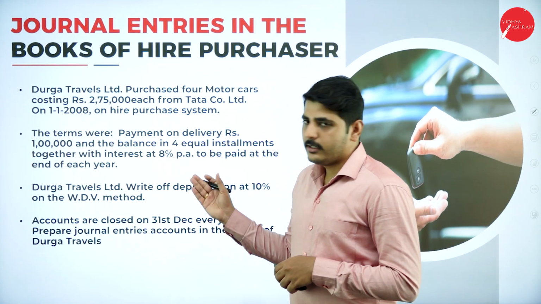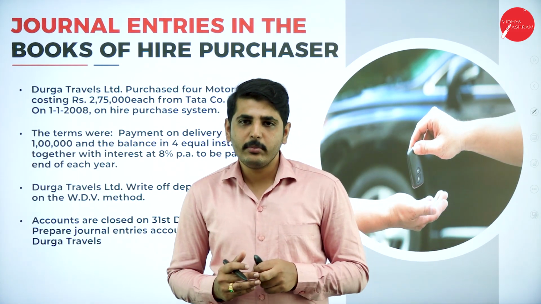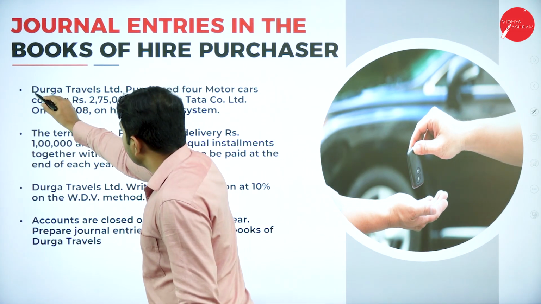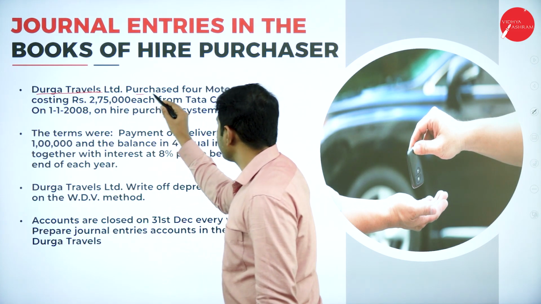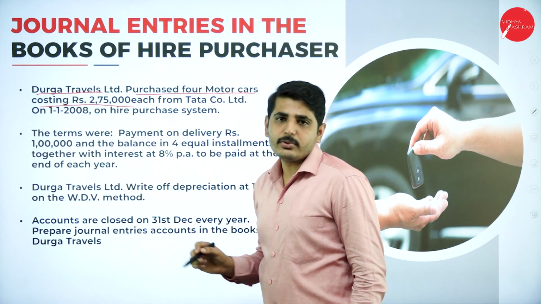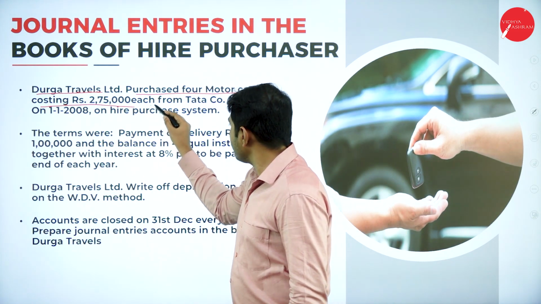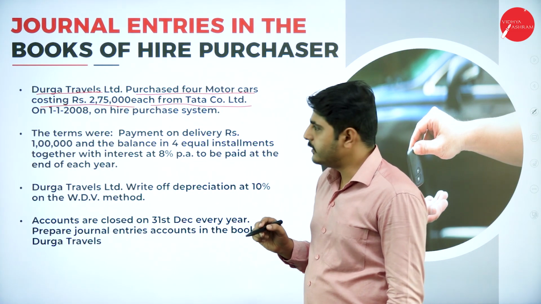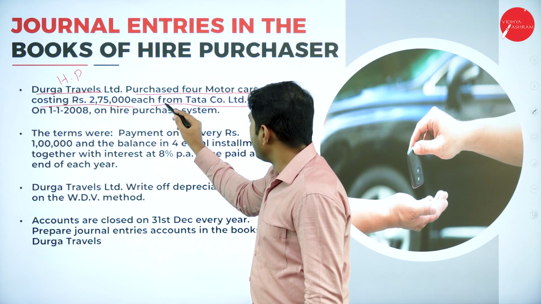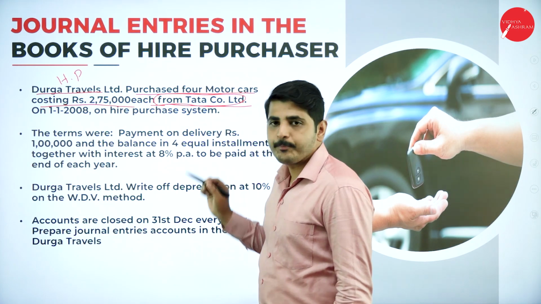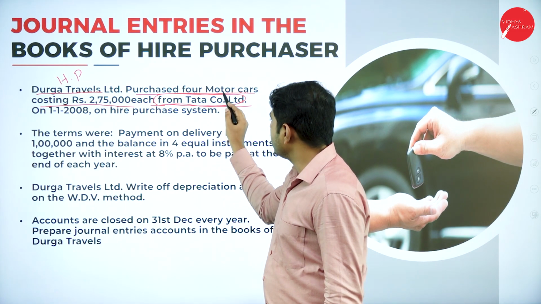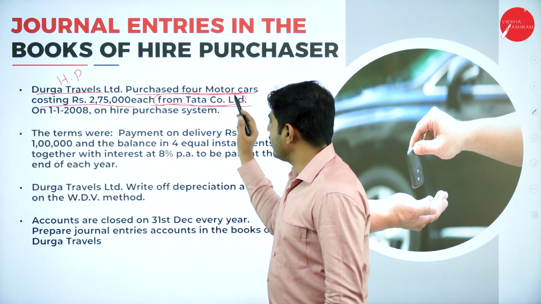Let's go to the problem. Today we will solve a problem. This type of problem will be asked for a 15 marks question in the exam. Durga Travels Limited purchased 4 motor cars costing rupees 2,75,000 each from Tata Company Limited. Here Durga Travels is the hire purchaser and Tata Motors or Tata Company is the hire seller.